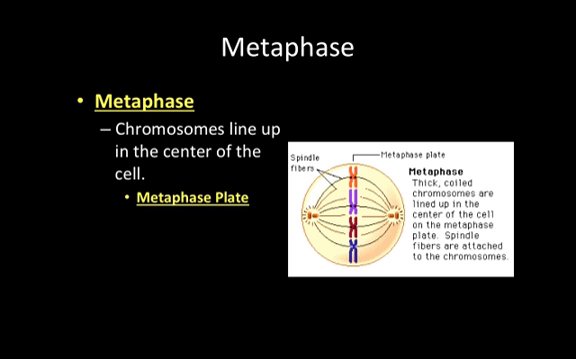This is very important because if they're not in the center, the spindle fibers may not pull the chromosomes apart correctly, resulting in an abnormal amount of chromosomes in one cell compared to the other. So again, metaphase: chromosomes are lining up in the center of the cell.